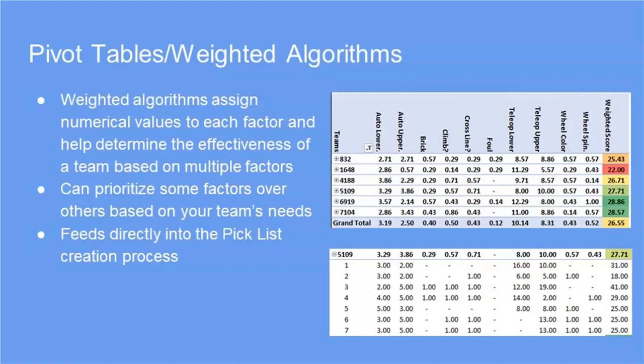So say, as you progress through the event, your high goal shooting is really on point. So you know that you might want to start looking at a low goal box, right? You can adjust the low goal weight so that teams who are better at low goal can sift up onto the top of your list, and then you'll be able to take note of them better. And this process will feed directly into your pick list creation process.